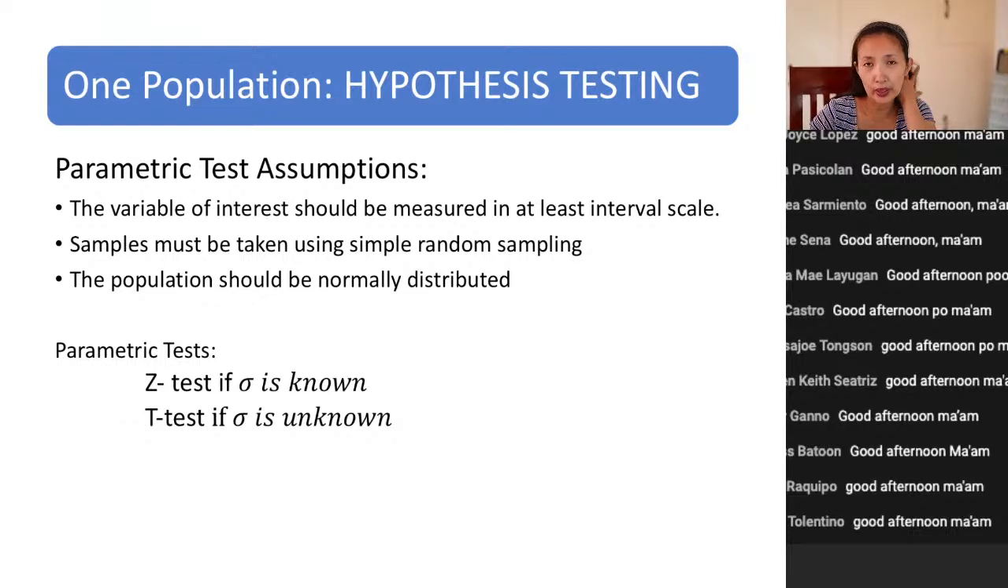Now, how do we know whether we are to use parametric tests? These assumptions must be satisfied. Tatlo. Three assumptions. So, hindi basta-basta. Z-test na lang to, T-test, no. You have to check on each assumption. Otherwise, gaya ng sabi ko sa inyo kanina, if one assumption is violated, the results are invalid.